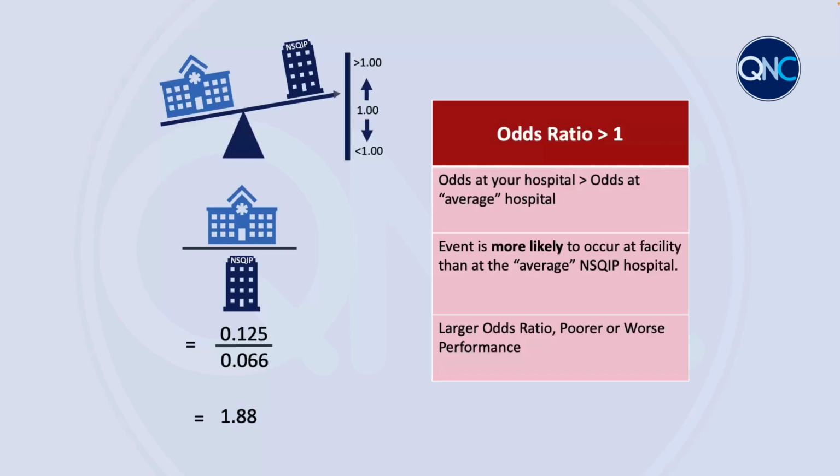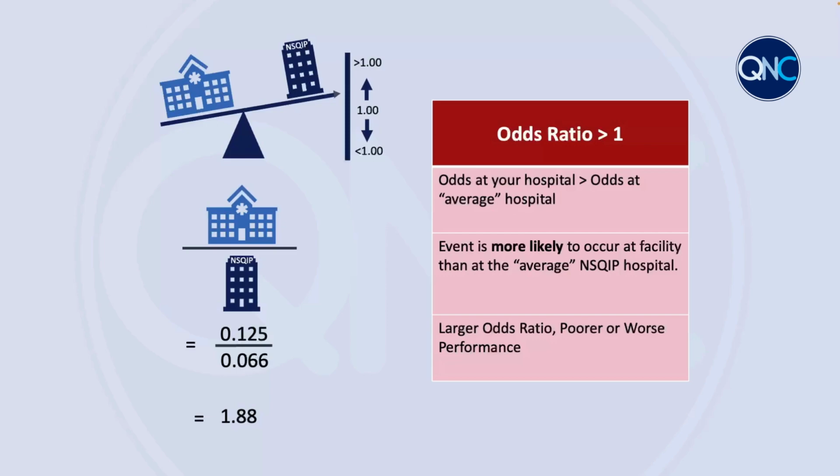How much worse, you may ask? Well, in this example, an odds ratio of 1.88 indicates that odds at the facility are 1.88 times that of the NSQIP population, or almost double the odds of the average NSQIP hospital.